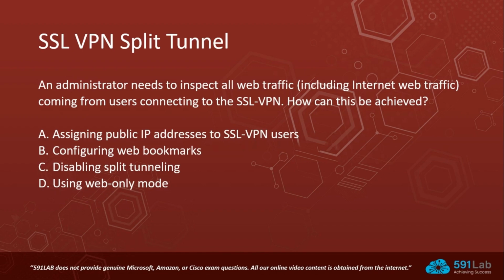Answer A, assign public IP addresses to SSL VPN users. Answer B, configuring web bookmarks. Answer C, disabling split tunneling. Answer D, using web-only mode. Okay, let's find out the correct answer.